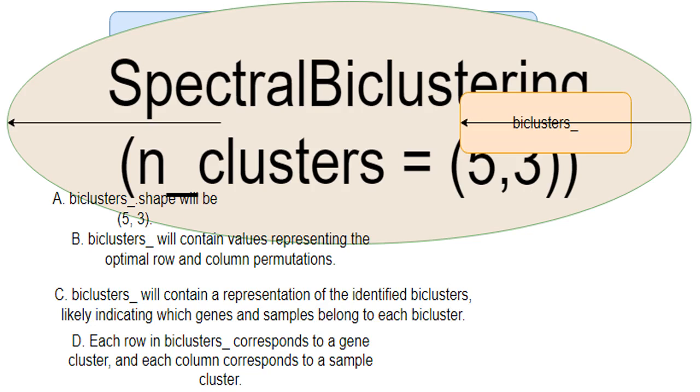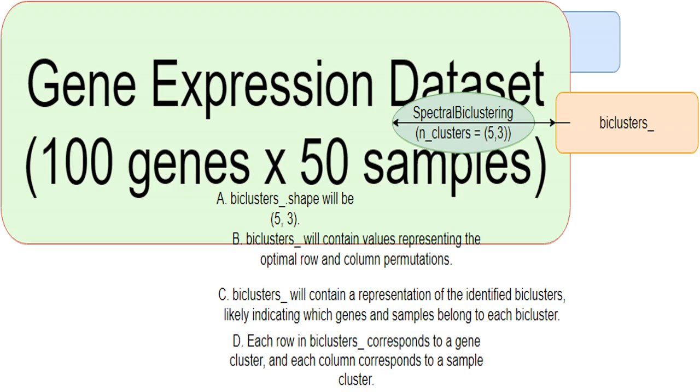Think of it like organizing 100 genes into 5 boxes and 50 samples into 3 boxes, based on how their expression levels correlate. This is the output of the algorithm. It holds the answer to the quiz. It tells me which genes belong to which gene group and which samples belong to which sample group.